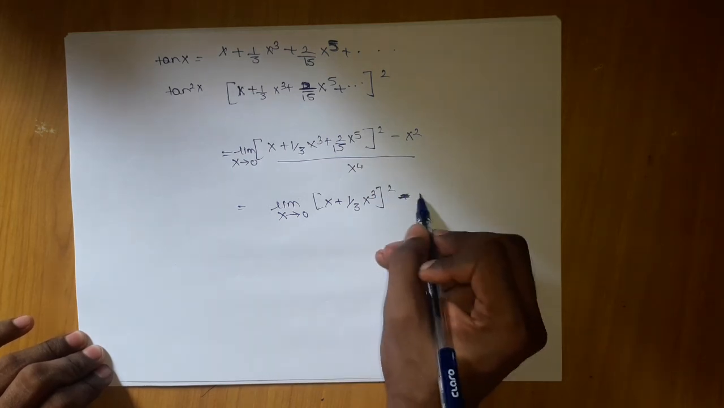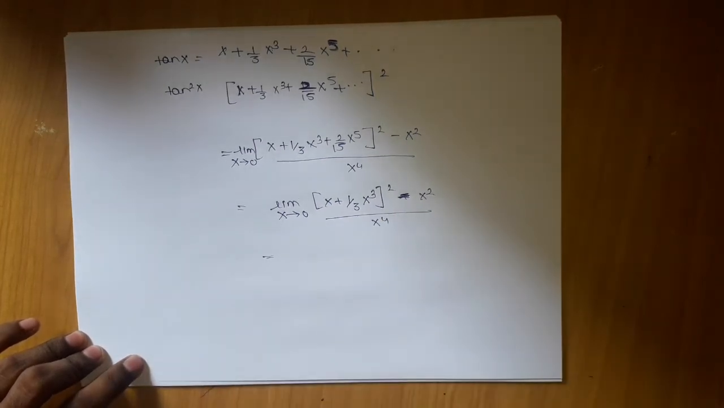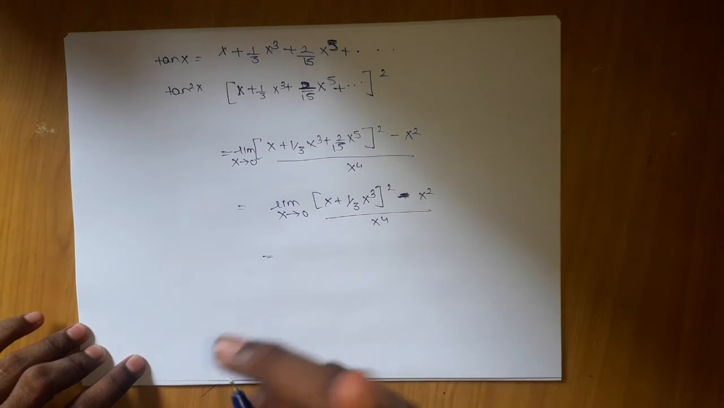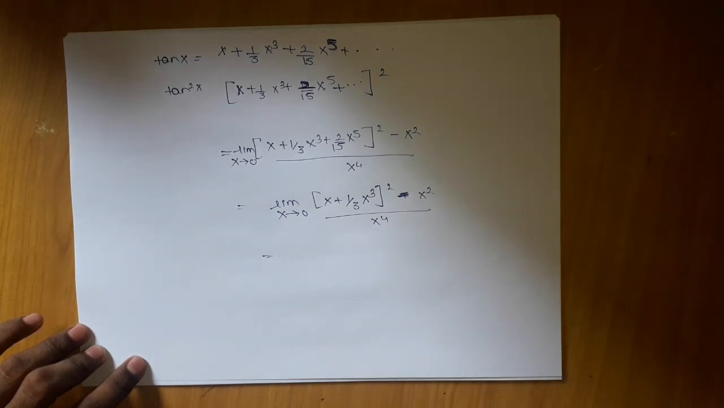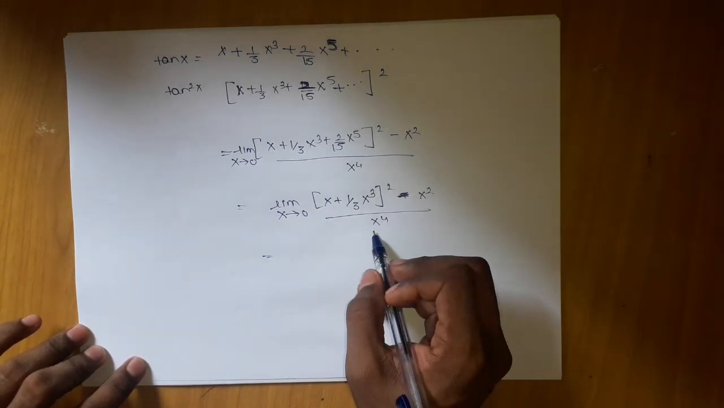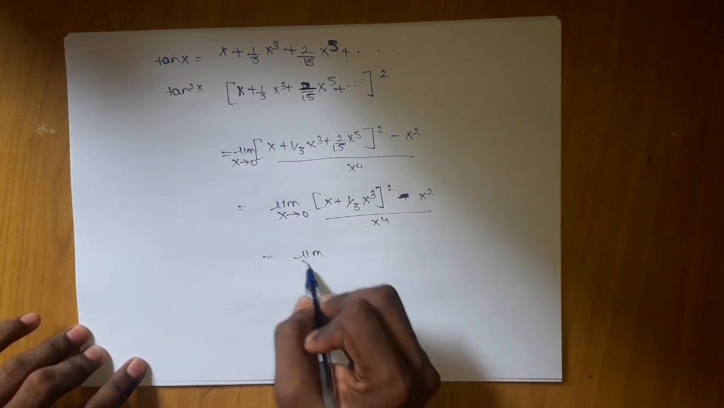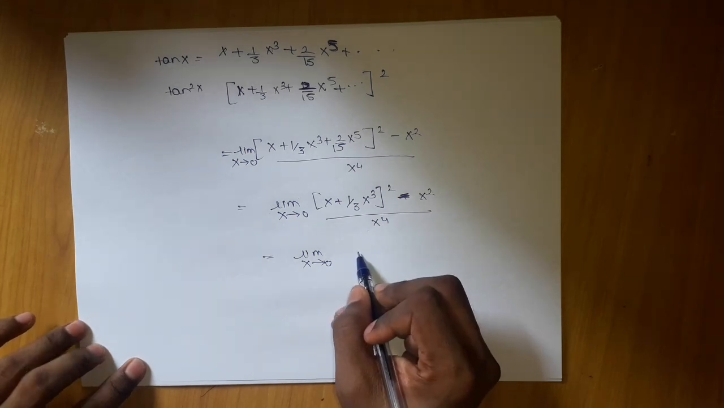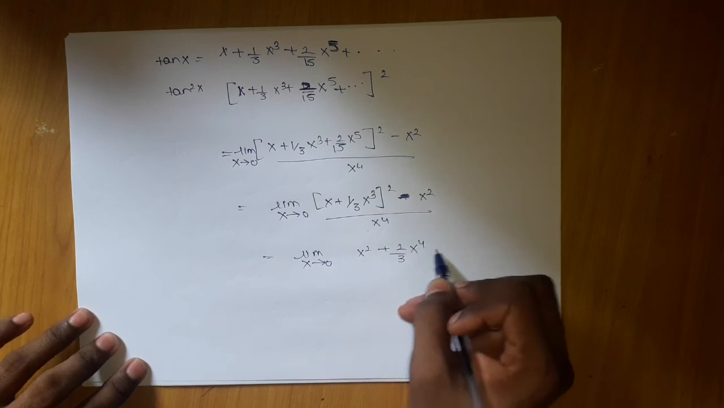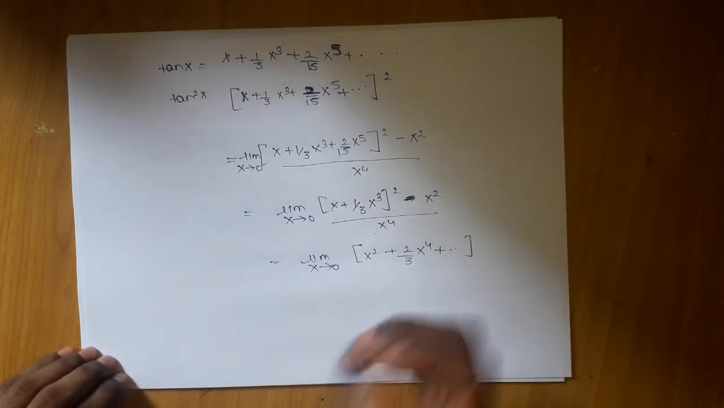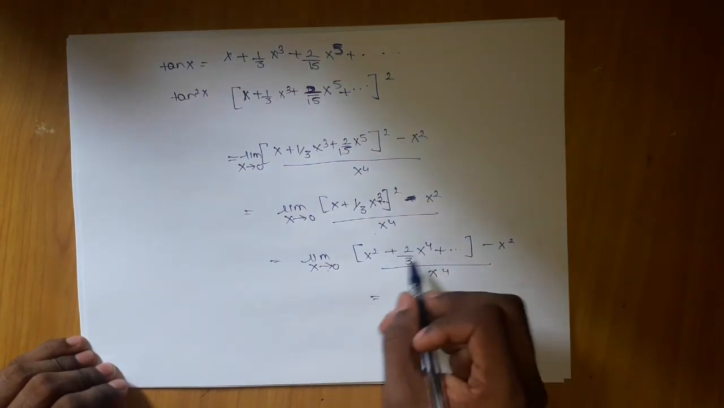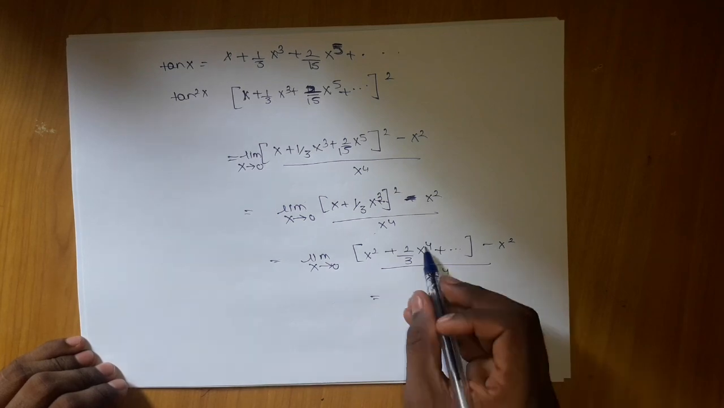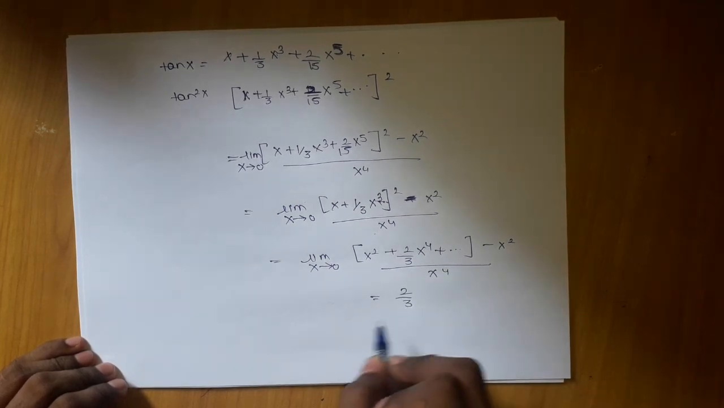Now I will use the (a plus b) whole square formula and create the possible terms. There will be a square, and another term 2ab, which is still x raised to 4, so I will consider that. The last term will be x cube by 3, the whole square, which will be x raised to 6 by 9. Since it is x raised to 6, we will not consider it. We need power equal to 4 or less than 4, so I will consider only those terms in the expansion. So it will be 2 by 3 x raised to 4 plus many terms, which I will just represent by dot dot dot, and so on, minus x square upon x raised to 4. If I solve this, this and this will cancel out, and x raised to 4 will cancel with x raised to 4, so I will be left with 2 by 3, which is our answer.